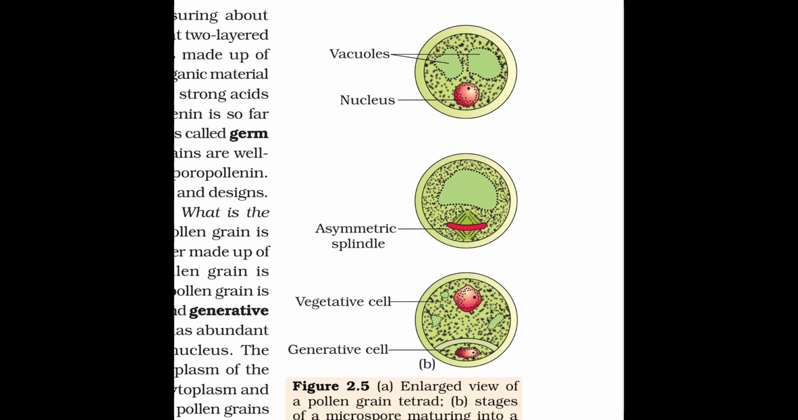If you see the internal structure of the pollen grain, you find that inside the intine there is a plasma membrane. This is exine, this is intine, and the innermost is the plasma membrane. Inside the plasma membrane, one nucleus, cytoplasm, and many vacuoles are present.